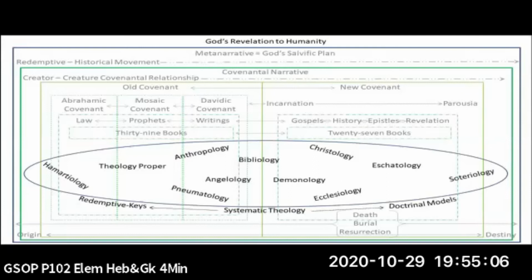And then the center speaks to systematic theology. There are 10 different elements of systematic theology. Hamartiology is the study of sin, anthropology, the study of mankind, angelology of angels, pneumatology of the spirit, bibliology, the study of the word, demonology, demons, ecclesiology, the church, eschatology, the end, soteriology, salvation, Christology, the study of Christ, and theology proper. And so it gives a framework, and you're going to see I'm going somewhere with this, so give me a few moments, okay?